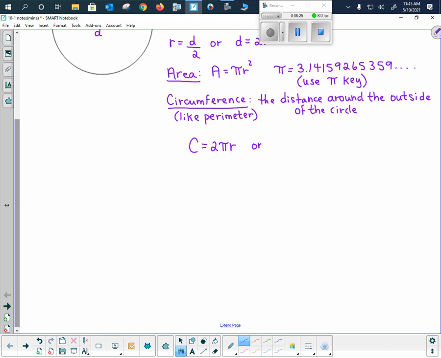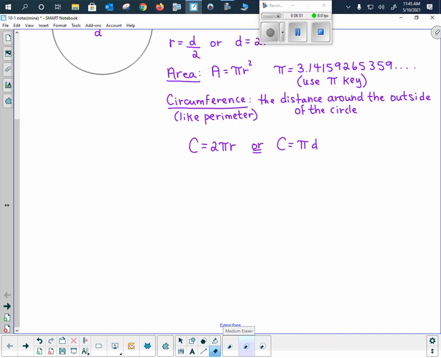But based on the information you know, guys, isn't the 2 times the r the same as the diameter? So you could also say that circumference is pi d, pi times the diameter.